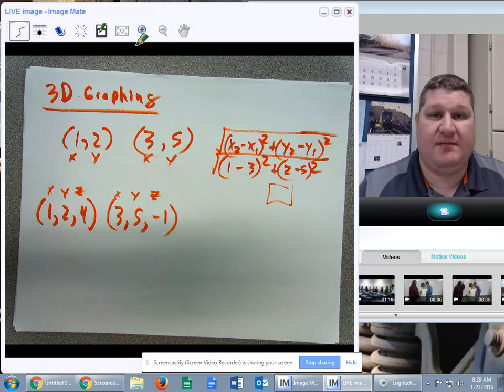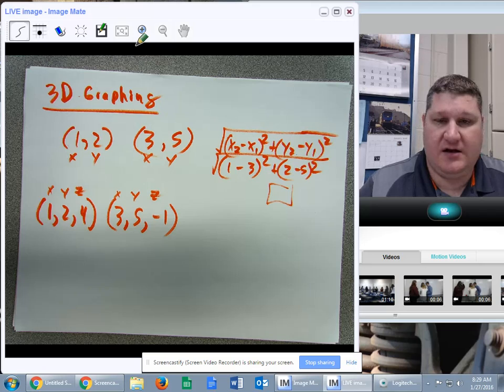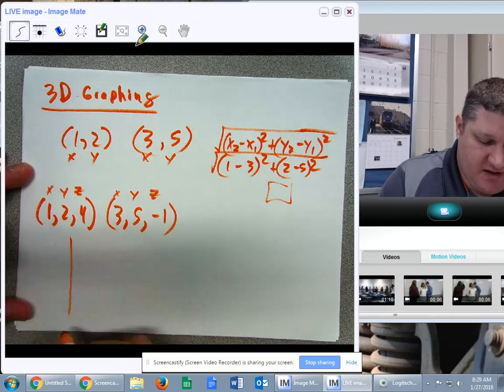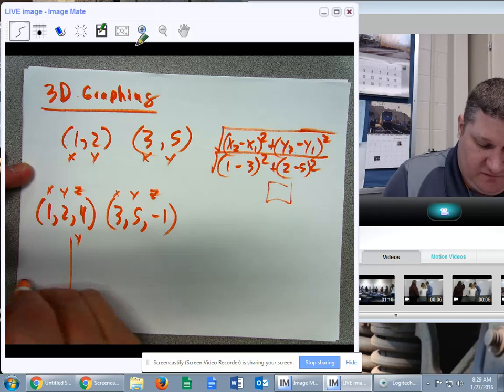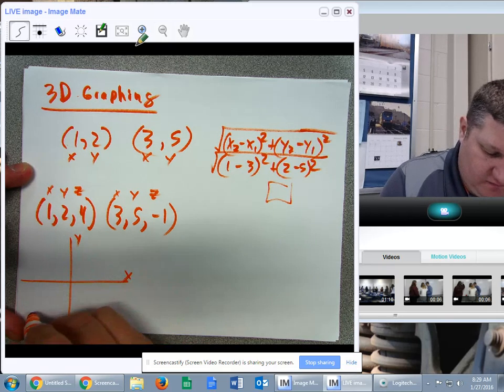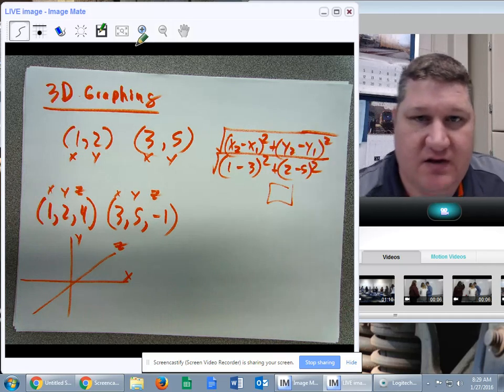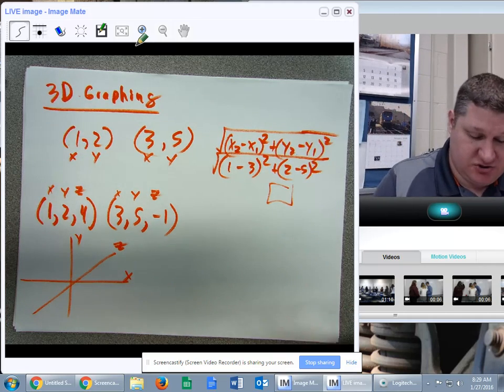And to graph that, I'm going to have a little different screencast video, and I will show you how to do that using the computer. But the short version is you have the y-axis, the x-axis, and the z-axis. Now, your book may put them in a slightly different order than I put them in, but that's how I would go ahead and do it.